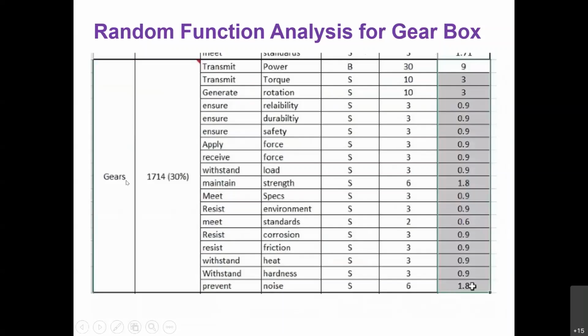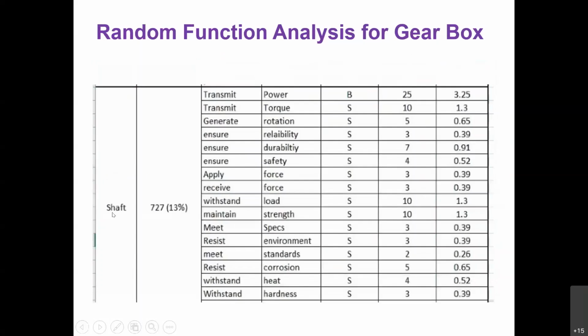And next is the gears. What is the basic function of a gear? The basic function of a gear is to transmit power. You have different functions apart from transmitting power. It transmits torque, it generates rotation, it ensures reliability. So you need to list down other functions of gears. Similarly, the shaft. What is the basic function of a shaft? It transmits power, and in addition to transmitting power, it also transmits torque. You need to list down all the functions, similar to what you have done for gears and housings.